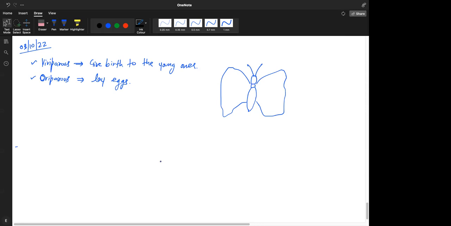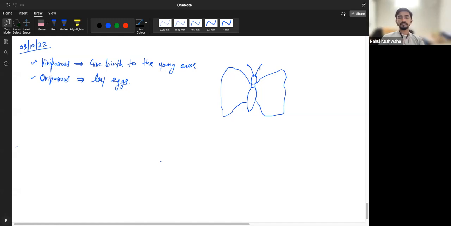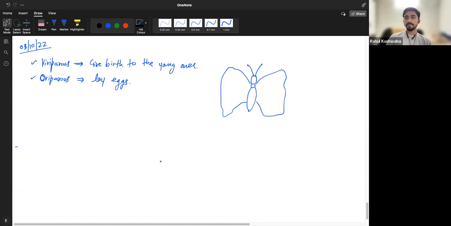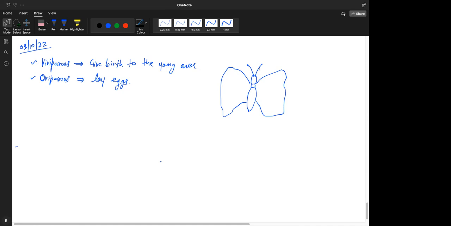Economically important insects are Apis, honeybee; Bombyx, silk; and Laccifer, lac insect. First you complete, then I'll say. Then the gregarious pest is locust, and the living fossil is Limulus, king crab.